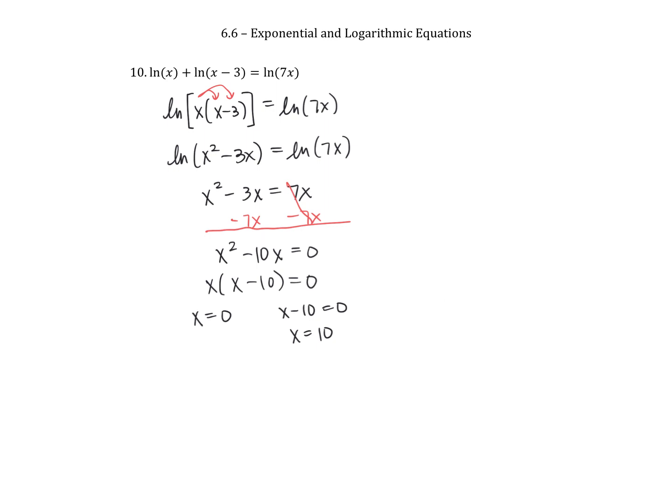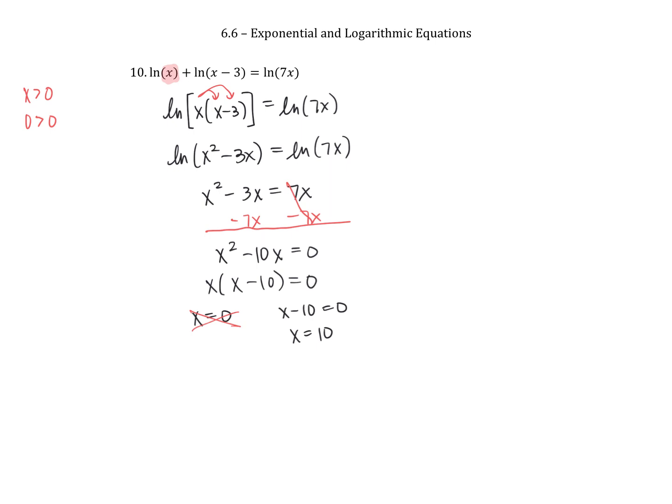You have to check both of these in all scenarios. So let's start by checking the 0. So I have ln of x. So x must be greater than 0. If I plug in 0, that's not true. 0 is not greater than 0. So this is not a valid solution. I can rule it out automatically from the very first one. If it doesn't work in one, it's not going to work at all.